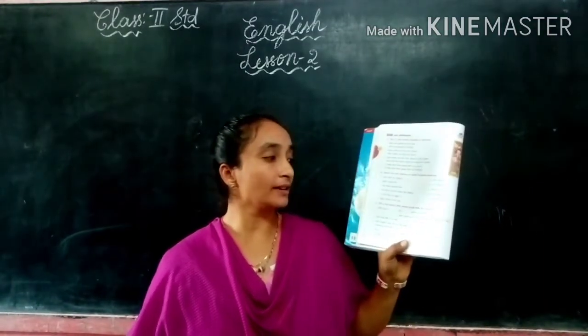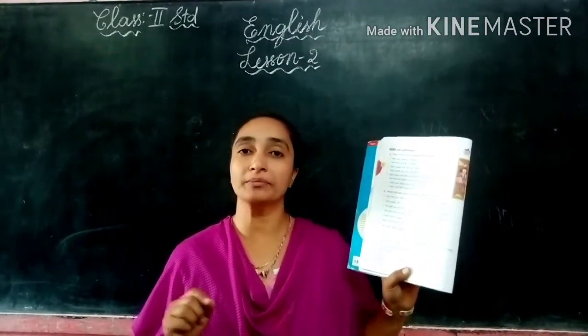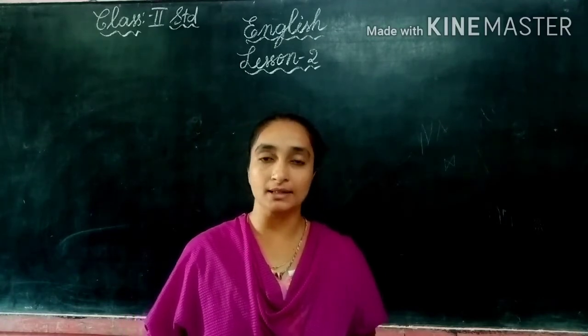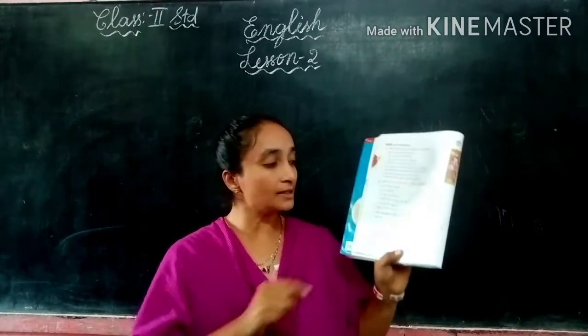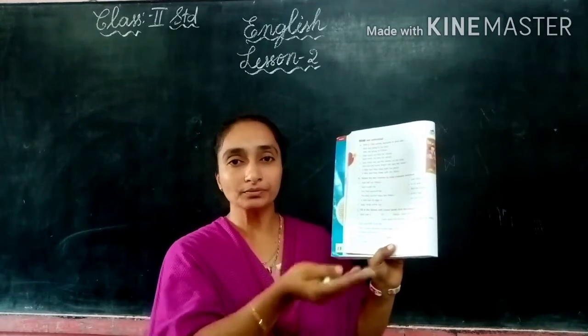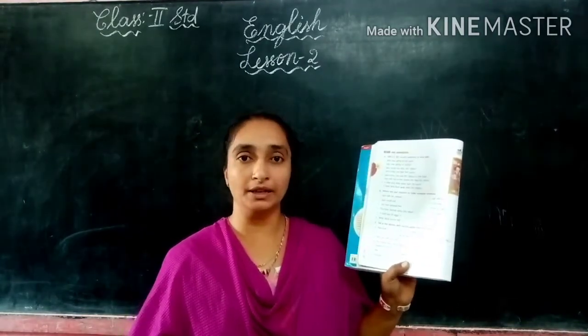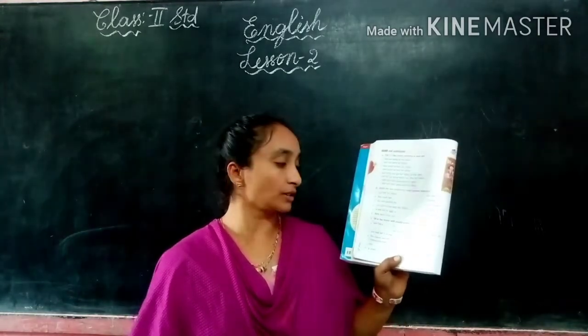Fill in the blanks with correct words from the brackets. That means the two options they have given in the closed brackets. So we have to read the sentence and then write the correct option. The first answer they have already given there, but still let us read the question.